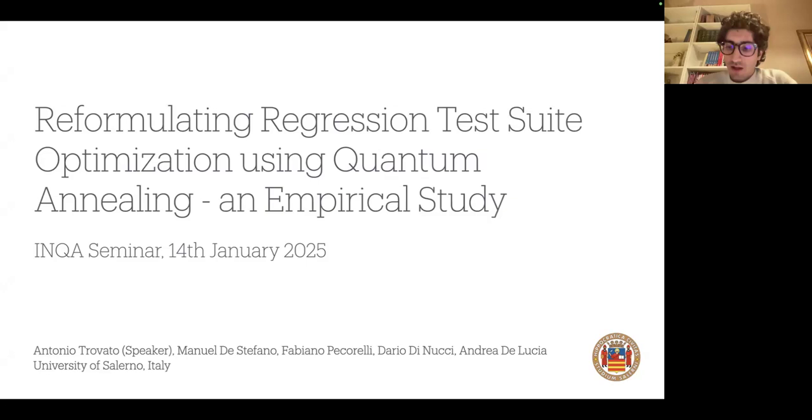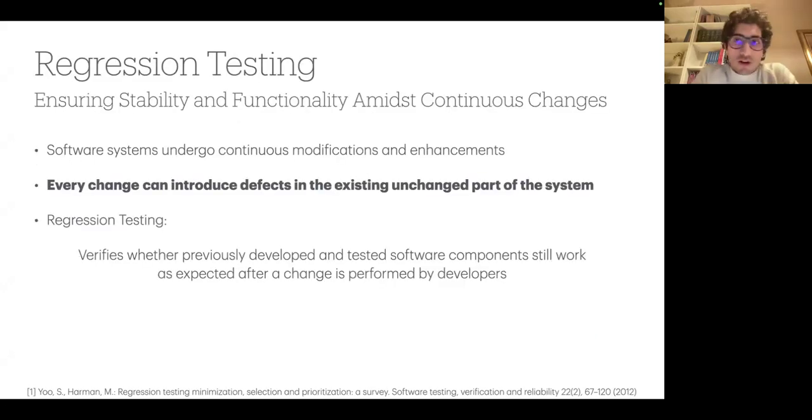So, first of all, what is regression testing? Well, as we all know, software systems, especially nowadays, undergo continuous modification and enhancements because customers and users have always high expectations about the performance and quality of the software we produce. But we should know that every change, even the smallest changes, can introduce big defects into the already existing components of the system. So the regression testing has the precise aim of verifying whether previously developed and tested components behave as expected after a change that has been made.